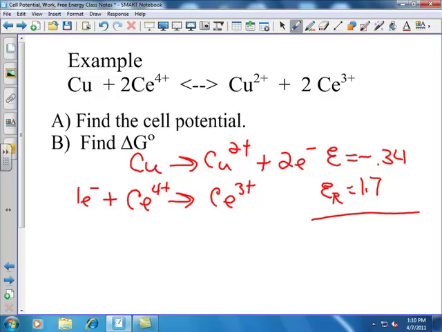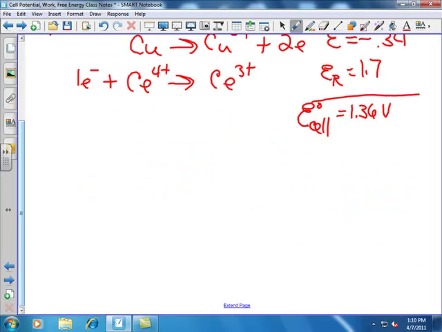So I really don't care about actually adding the reaction together, do I? No, you can if it makes you happy, but you don't have to. All I care about is the E0 of the cell. Ce is 1.7, not 0.17. So the E of the cell is 1.36 under standard conditions.